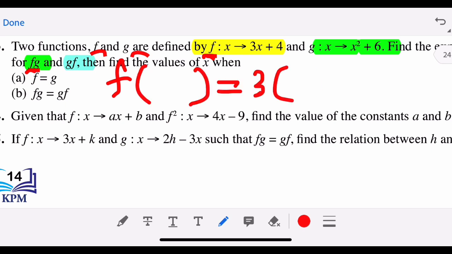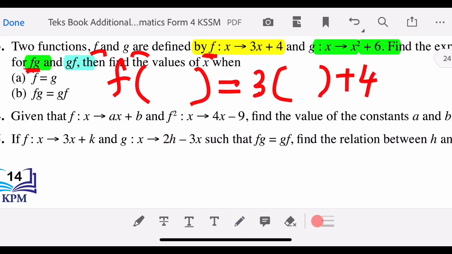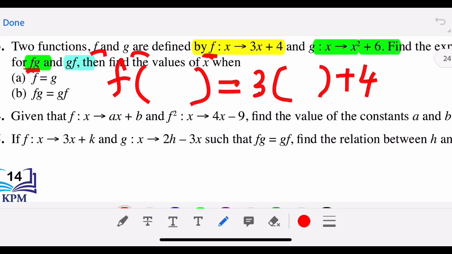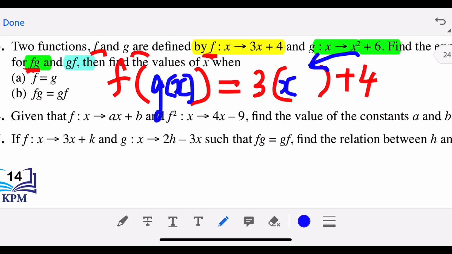Now, if you start with any letter, you copy that function first. Now you're going to substitute g as an object. So over here you substitute gx. Then over here you write x squared plus 6. So it's 3x squared plus 18 plus 4 is 22. Alright, so this is the answer for question number 3. Got it? So it's 3x squared plus 22 for the fg.